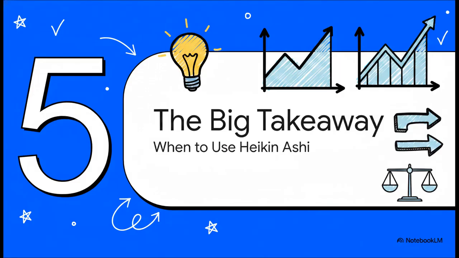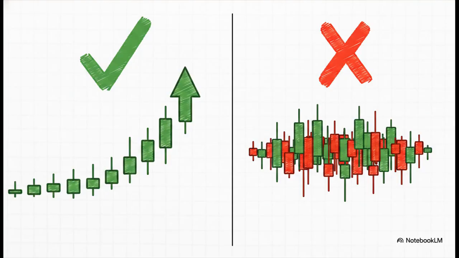All right, so we've weighed the good and the bad. What's the bottom line here? When should you actually pull this tool out of your toolbox? Here's the big takeaway, the most important thing to remember. Heikin Ashi is a trend-following tool. It absolutely shines when the market is moving strongly in one direction. That's its home turf. If the market is just chopping around sideways with no clear direction, Heikin Ashi can actually be a bit confusing. But when there's a real trend, it's one of the best tools out there to help you ride it.